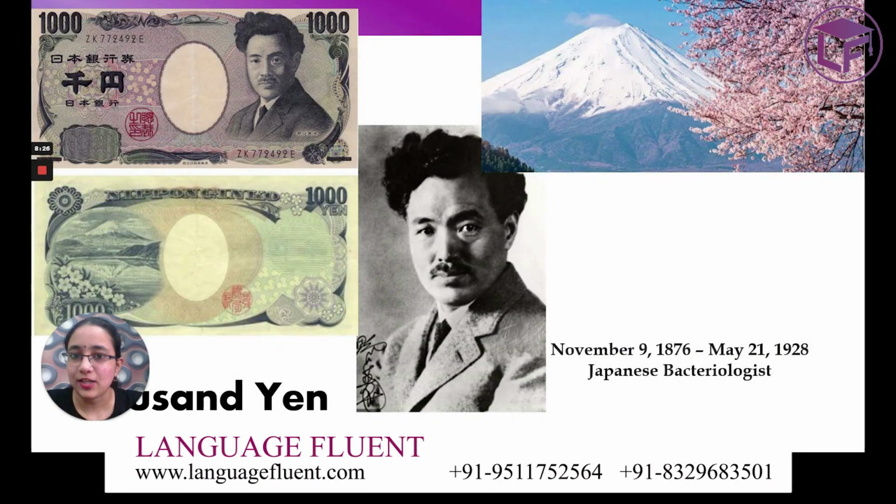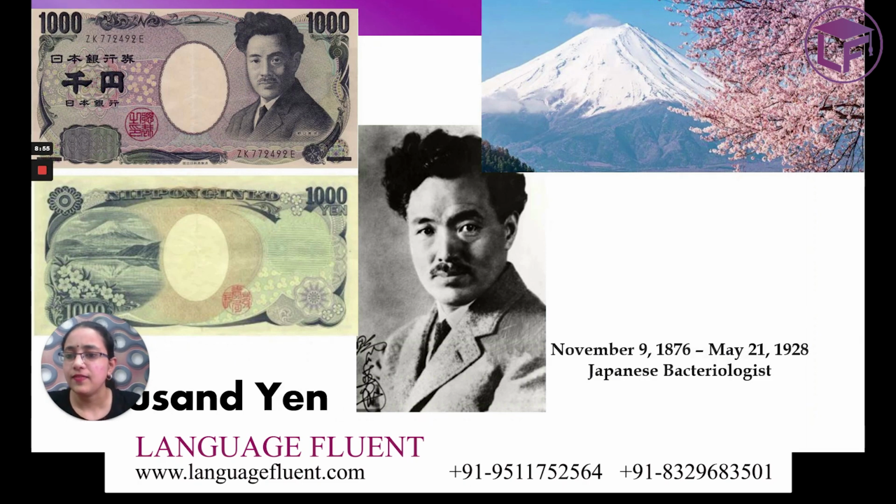Moving on to the currency notes. This is how the 1000 yen currency note looks. If you see, there is one person, and his name is Hideo Noguchi, and he lived between 1876 and 1928, and he's a famous Japanese bacteriologist who had significantly contributed to the Japanese medical industry. That is why he's famous.